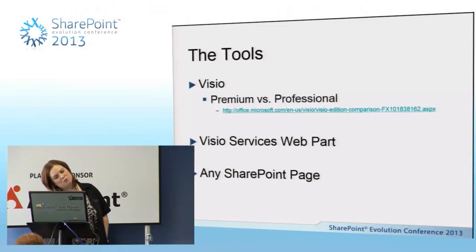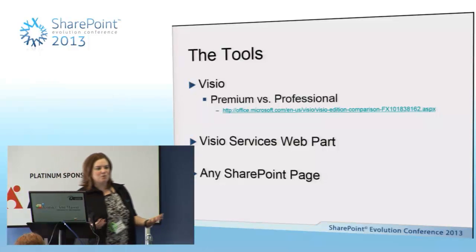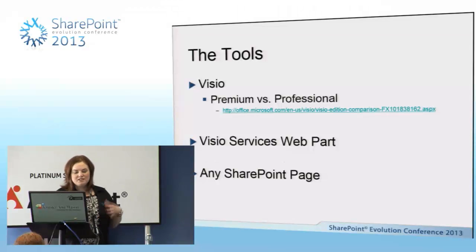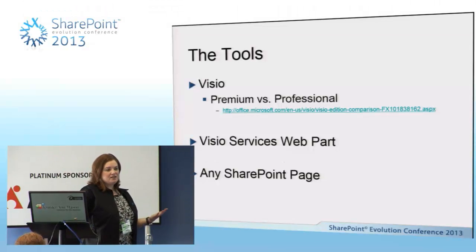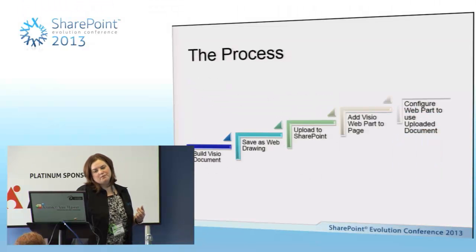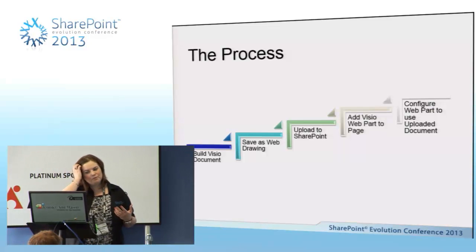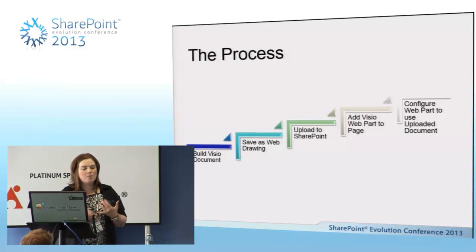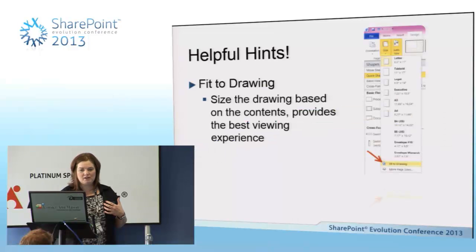We're going to use the Visio Services web part, and we're basically going to put it on any SharePoint page. There are a couple of different ways that you can do this. There's a lot of different things that you can do inside of Visio. Most users that I know use this to really give a visual representation that they want to link back to SharePoint data in a list. So good friend Visio. We're going to build a document in Visio, save it as a web drawing, upload it to SharePoint, add the Visio web part to the page, and then configure the web part to use our uploaded document. So it's pretty simple when we do that.